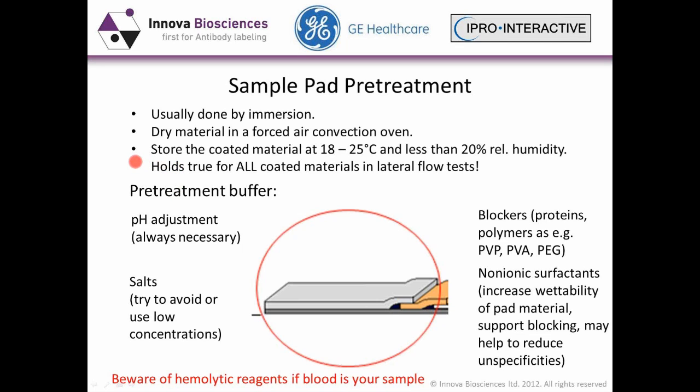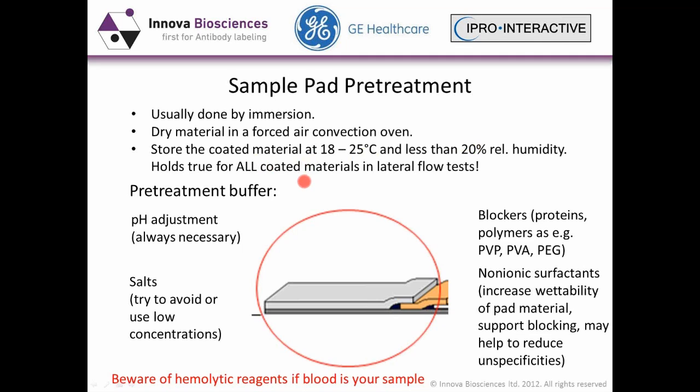After drying the material, please store the coated material at what most people routinely call room temperature and less than 20% relative humidity. Please keep in mind that what you have created is a very hygroscopic material, and that means this material will try to rehumidify. If you allow that, you will slowly get humid materials, which is the perfect breeding ground for all kinds of microbes, and will at least reduce the shelf life of the rapid test that you have manufactured. And this holds true for all coated materials, including coated membranes and lateral flow tests.